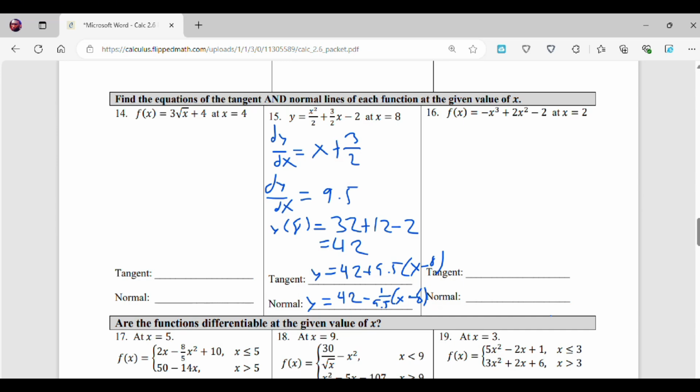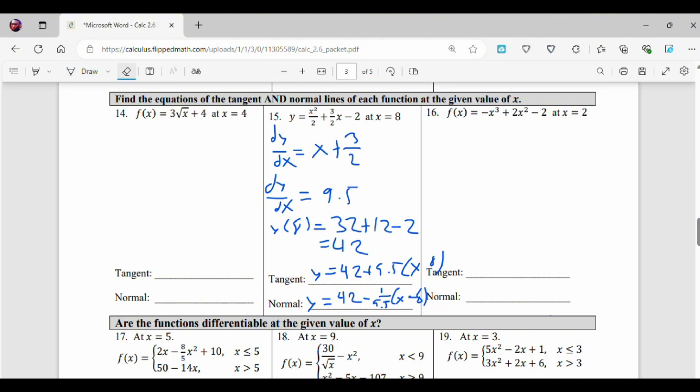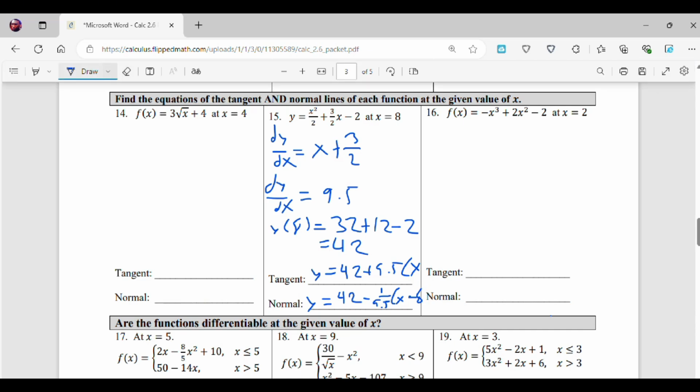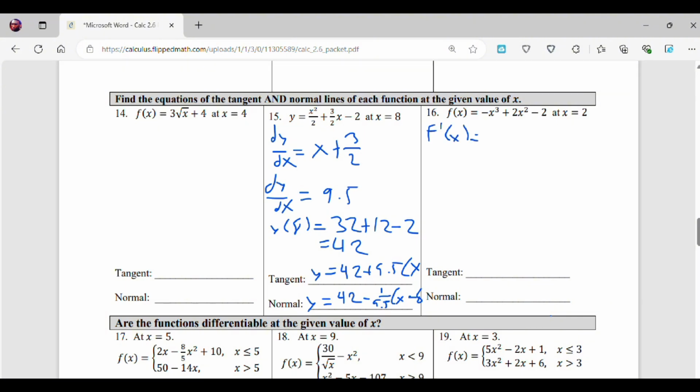All right. Next is going to be question 16. I'm going to erase this right here so that it doesn't cut into the question. Okay. 16. Let's find our f prime. 3 comes to the front. 3 minus 1 is 2. Plus 2 comes to the front. 2 times 2 is 4. 2 minus 1 is 1, so it's 4x. And then derivative of constant is 0. F prime of 2.